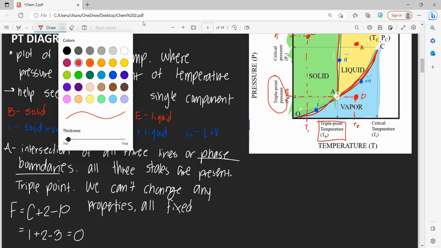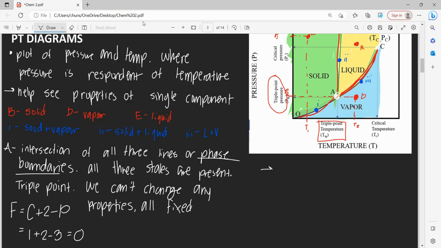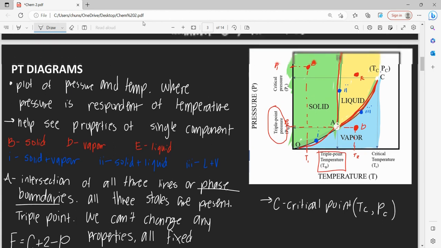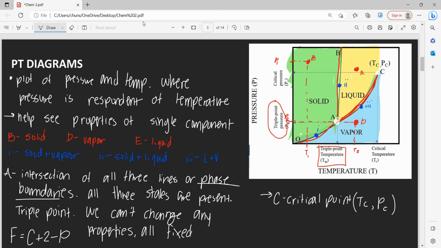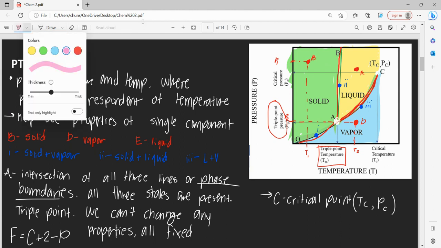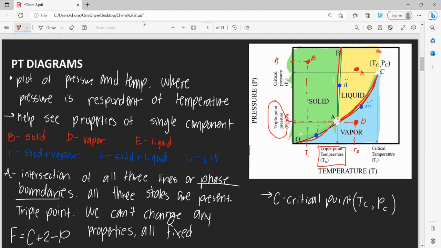Okay, and we also have the critical temperature. So this is point C, which is called the critical point, which is a plot of our critical temperature and critical pressure. So everything past this region, if we were to draw an imaginary dotted line going up from our point C, everything that lies to the right of that region is going to be a different phase. This is going to be our gas phase.